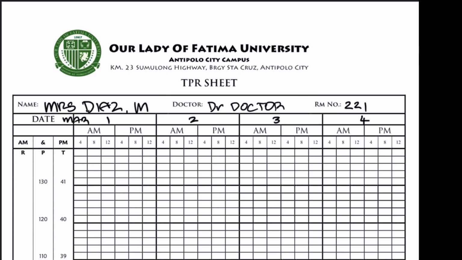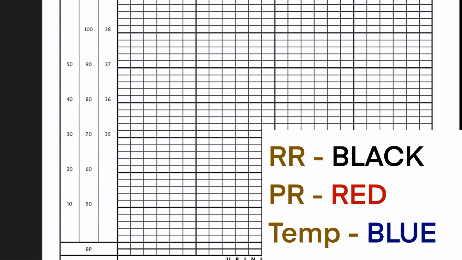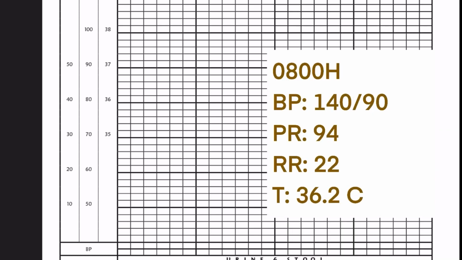Do note that each vital sign is color-coded, and here are the most commonly used colors for each vital sign. We have black for our respiratory rate, red for our pulse rate, and blue for the temperature. Now let's work with some examples. Let's say Mrs. Diaz was admitted in your ward at around 7:50 a.m. and her vital signs are as follows: BP 140/90, pulse rate 94, RR 22, temperature 36.2.